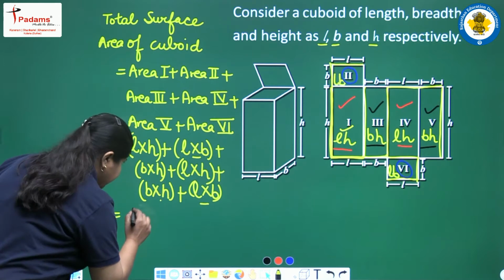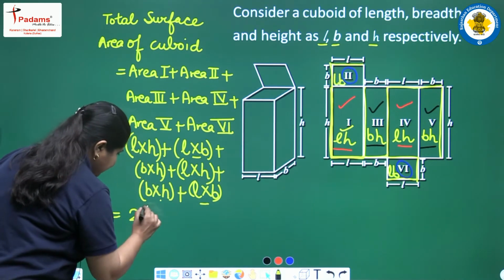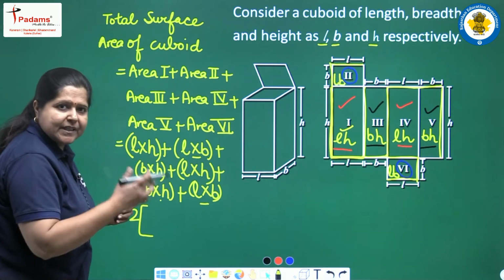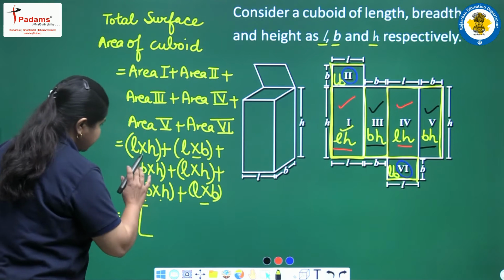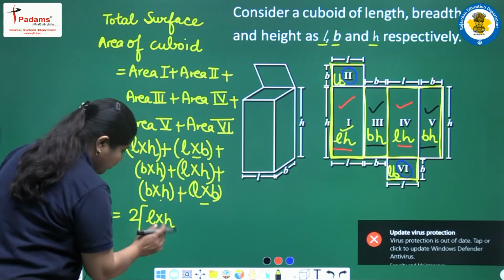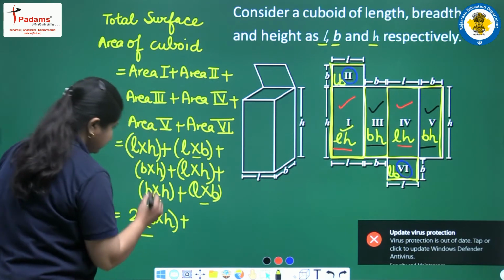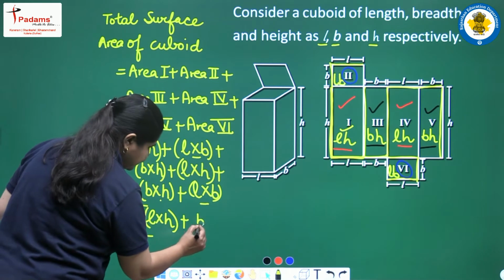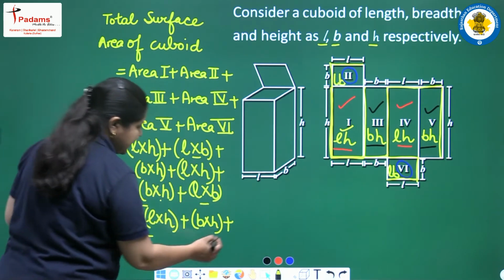So here we can take, as we are getting 3 pairs, so we can take 2 outside, and instead of writing them 2 times, we will write them 1 time and take out this 2 outside as the common factor. तो L into H ये हो गया 2 times, so we have written 2 outside. Then we have B into H 2 times. Then we have L into B 2 times.